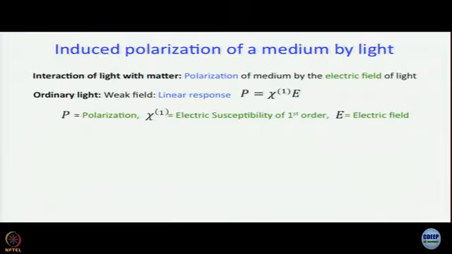We can write it in a very simplistic manner as P equal to chi first order E. The 1 in the superscript within brackets means first order. It is not chi to the power 1, it is not chi 1, it is chi first order. So P equals chi first order times E, where P is polarization, chi first order is the electric susceptibility of first order, and E is the amplitude of the electric field.